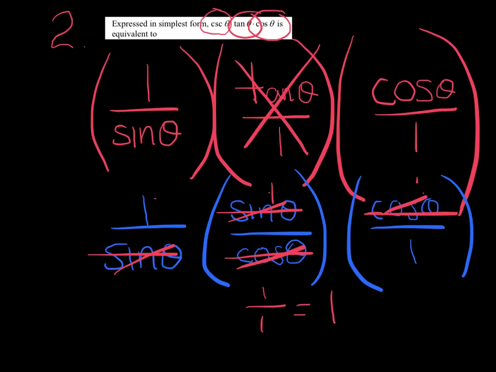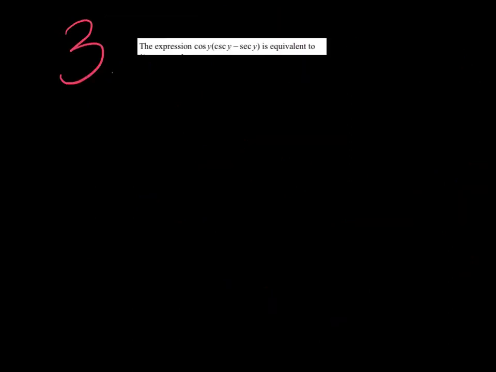Let's try another. The expression cosine y times cosecant y minus secant y is equivalent to what? All right, so just use common sense first. What do you think you should probably do with this cosine y that's in front of something in parentheses? Think of it as 3 times x plus y. What does common sense tell you to do with that 3? Well, if it's in front, I would distribute it.